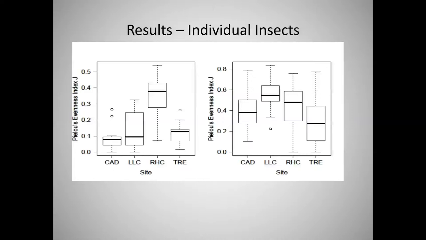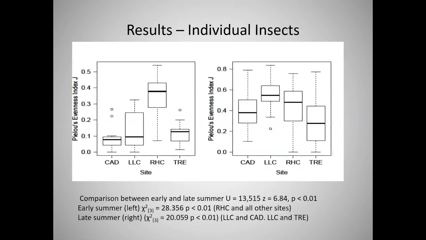In the later part of the period, watch out for the change in scale on the graph, by the way. Again, most values were below 0.5. In other words, closer to the specialized end of the spectrum than the generalized end. And when we compared between the early and late period, there was a significant difference in the values of J between early and late. In other words, insects are significantly more specialized in the early part of the season than the late.